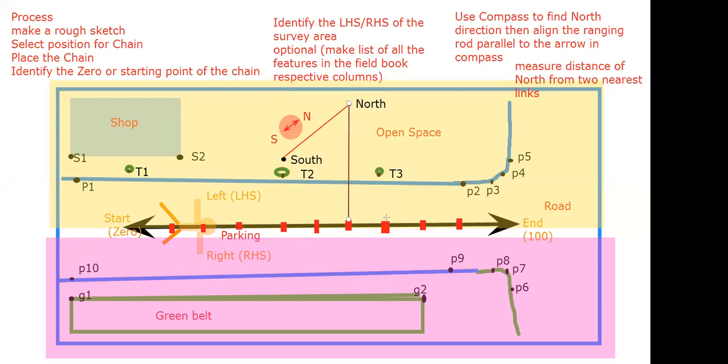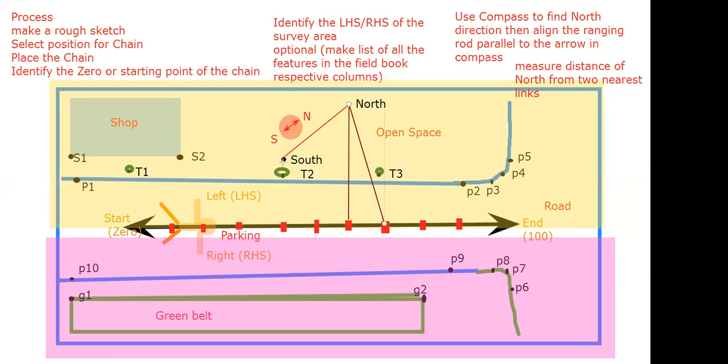Then similarly from link 70, you will keep 0 of your measuring tape on link 70 and extend it up to north. And you will note down both the readings in the left hand side of your field book, because north is in the left hand side in this case.